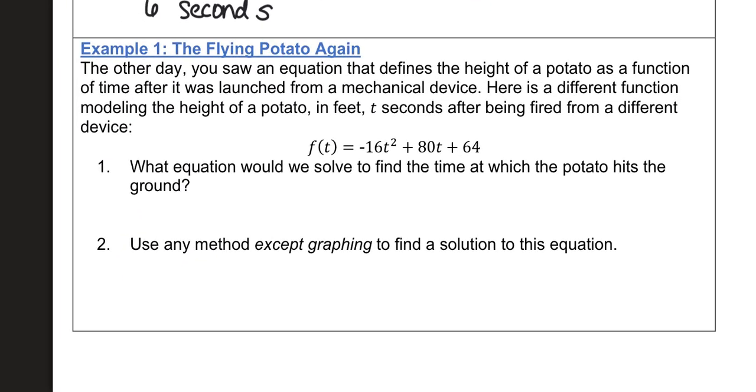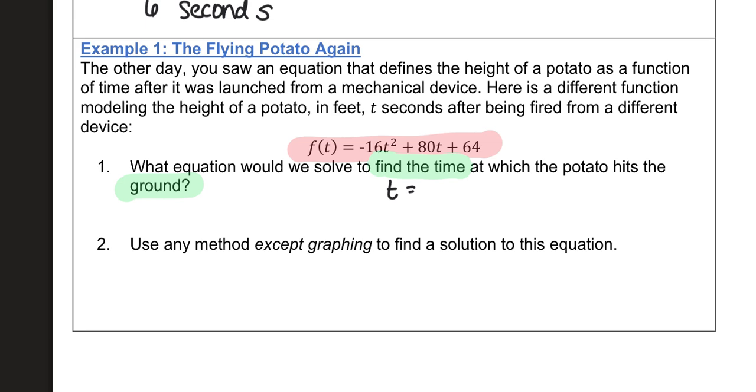Example 1, we have the flying potato again. We're talking about that same equation: negative 16t squared plus 80t plus 64. This is our equation for this situation. Our first question says, what equation would we solve to find the time? Since we're finding the time, we're looking for a value of t at which the potato hits the ground.